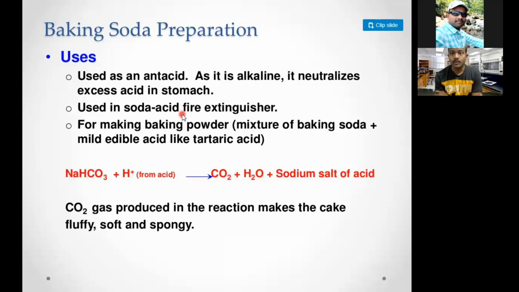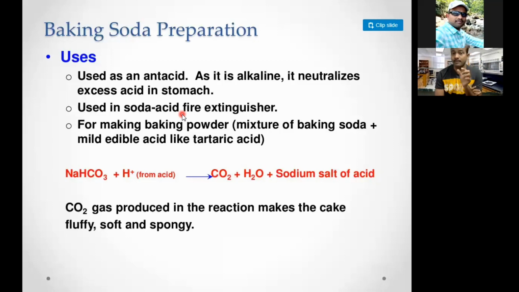For making baking powder, so what is baking powder? Where do we use this baking powder? To prepare cakes, to make the cake spongy and soft, we use this baking powder, right? Baking powder is a mixture of baking soda and a mild acid, tartaric acid.